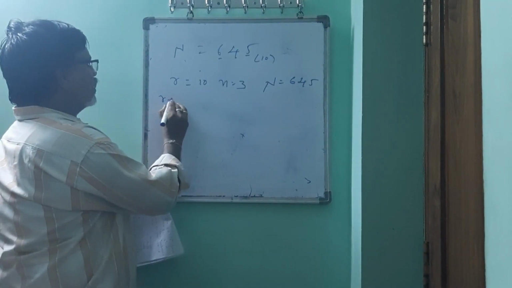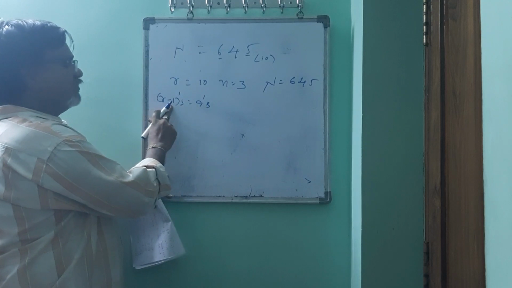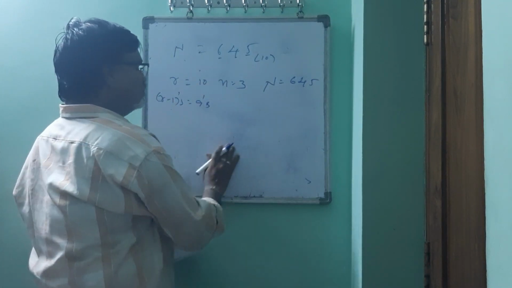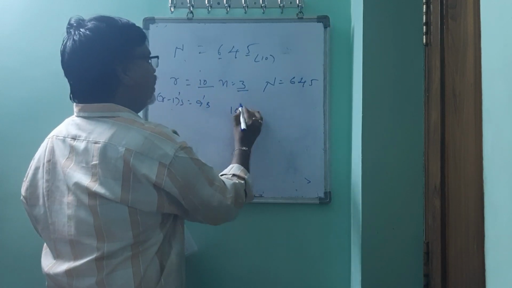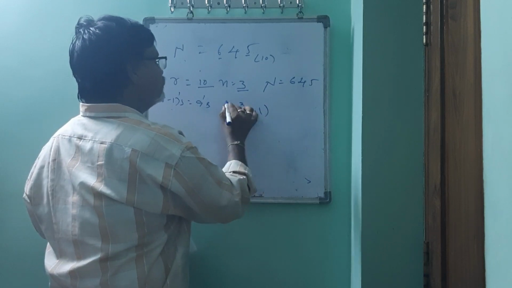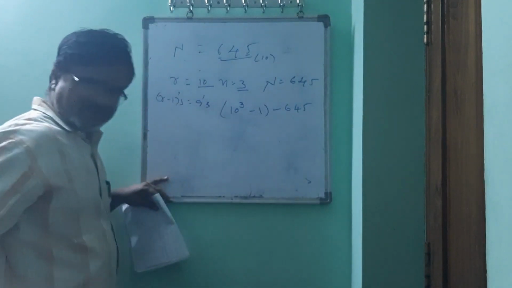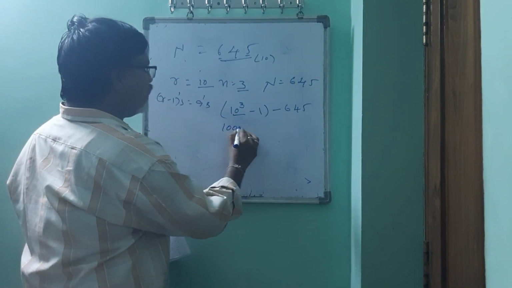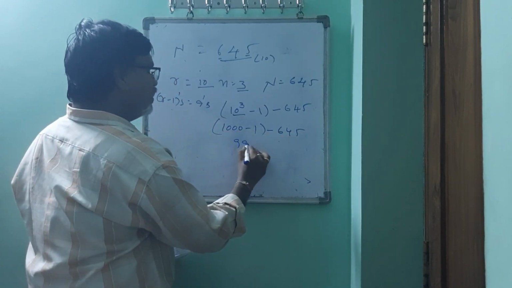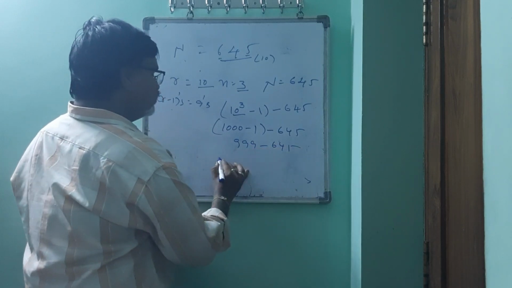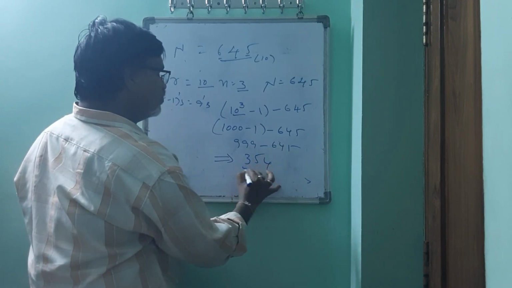If you want to calculate the r minus 1's complement, that is, 10 minus 1, the 9's complement, what is the formula we have discussed? R power n minus 1 minus N. R means here 10, and 10 power small n, which is 3, gives 1000, minus 1 minus 6, 4, 5. So you will get 9, 9, 9 minus 6, 4, 5, which gives you 3, 5, 4.